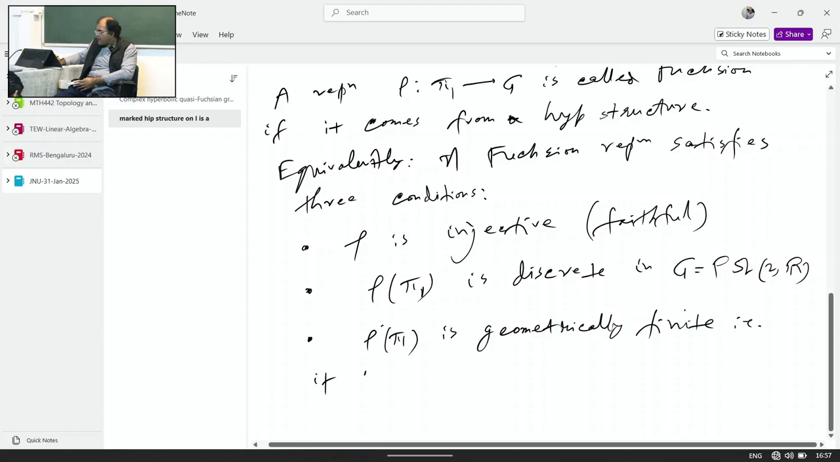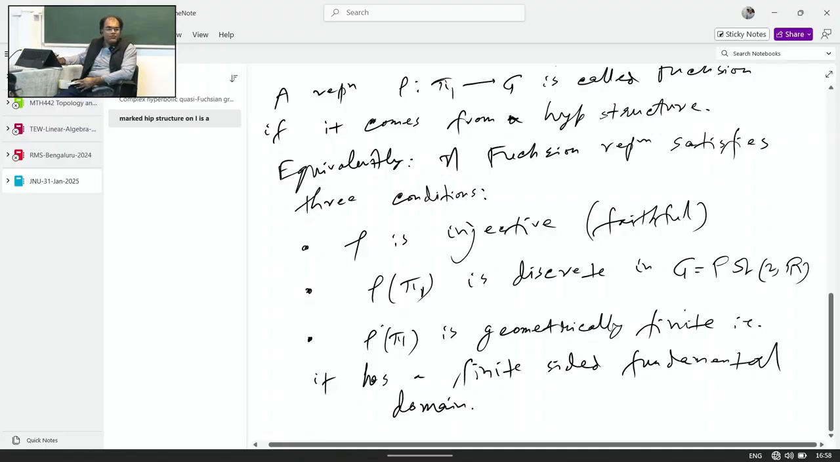That is, it has a finite sided fundamental domain. So you know what is the fundamental domain? Anyone does not know what is the fundamental domain? Was it discussed in this course? No. So then I think type preserving is better. So type preserving means it was mentioned once, but okay.